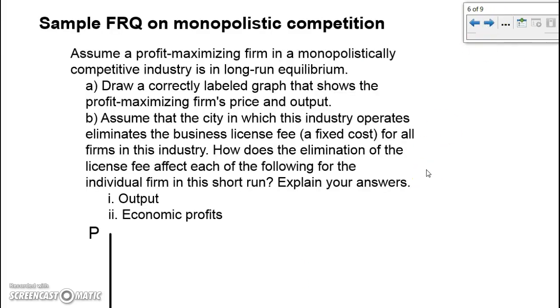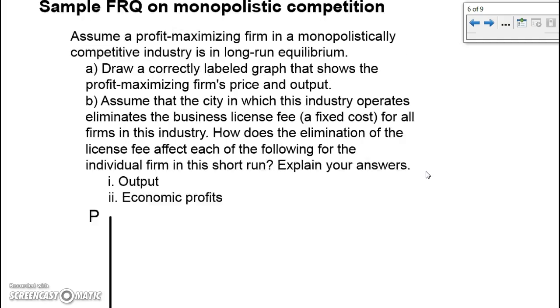This would be a sample free response question on monopolistic competition. Okay, you can see the graph there.